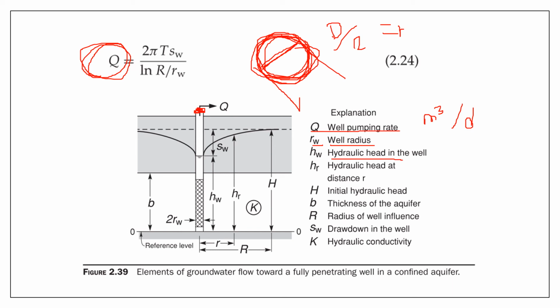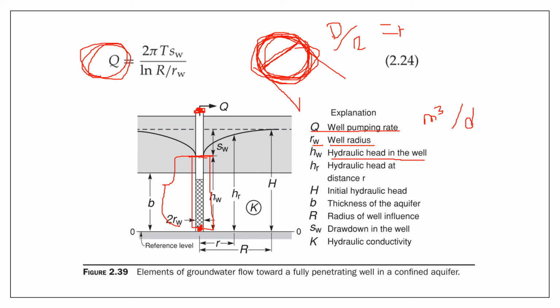Hydraulic head in the well, or H sub W. This is basically the hydraulic head that is existing at the bottom of your well. So this is the bottom of your well. You just measure the height of water column that is existing above that bottom, and that is the hydraulic head of your well.